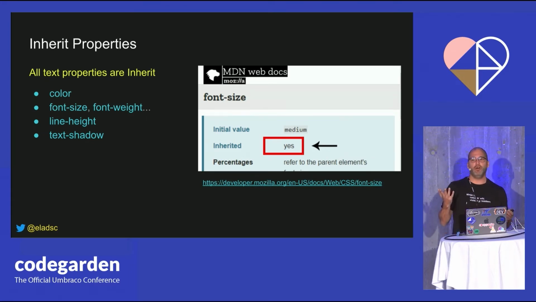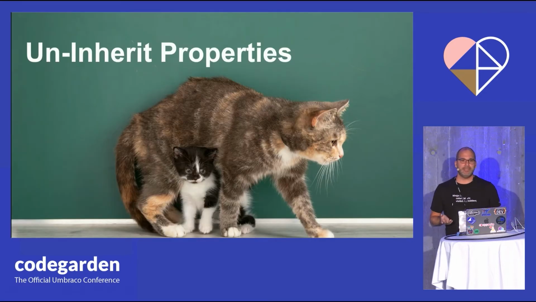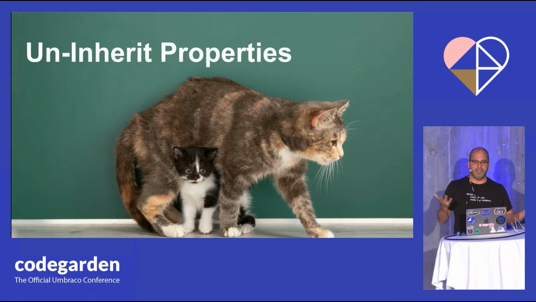And if you want to know which property has this behavior of inheriting, again, you can look at MDN. This is an example from the font-size property, and under the category of inherited, you can see the value of yes. And the second group of properties is all the properties that are not inherited by default. These are the uninherited properties.